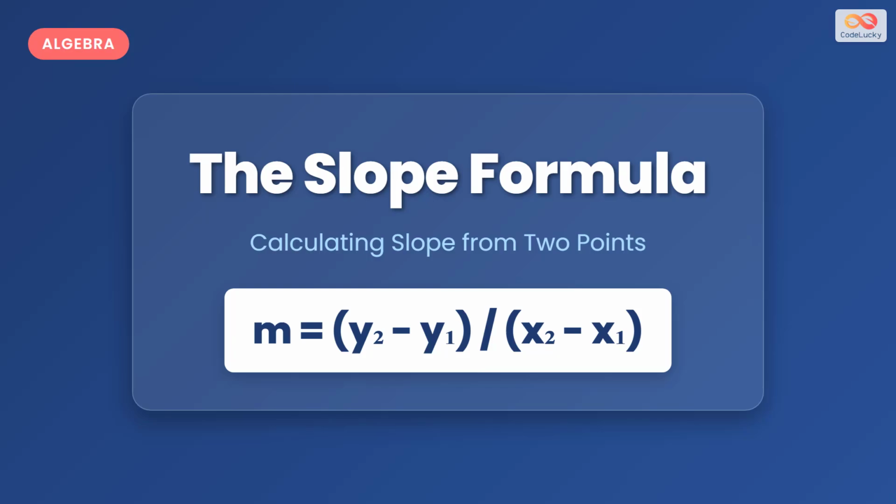Today, we are going to master the slope formula. This is a fundamental concept in algebra that allows us to calculate the steepness of a line using just 2 points. By the end of this video, you will be able to confidently find the slope of any line.